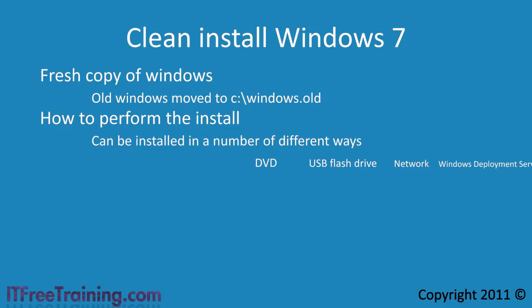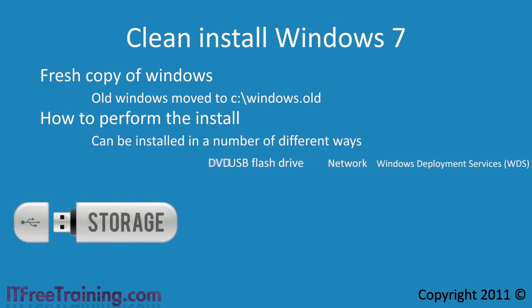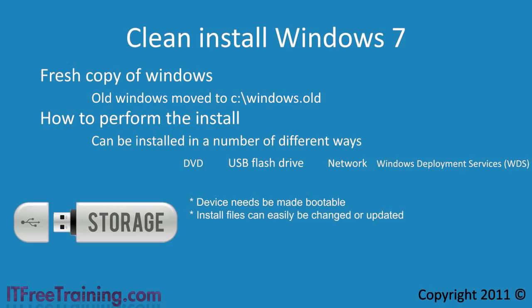Next, you can install Windows 7 from a USB flash drive. This does require some special setup for the USB drive. However, having the install files on a USB drive does allow the install files to be modified. For example, adding drivers to the media.